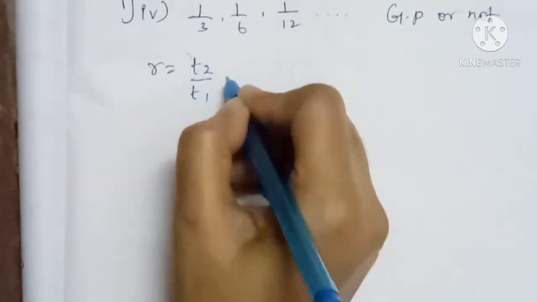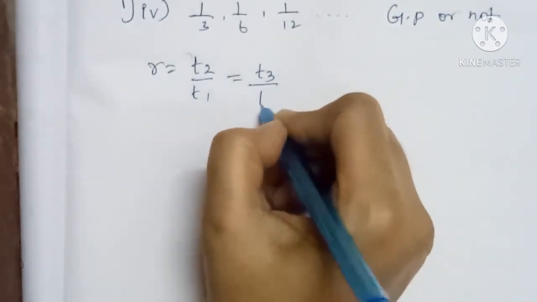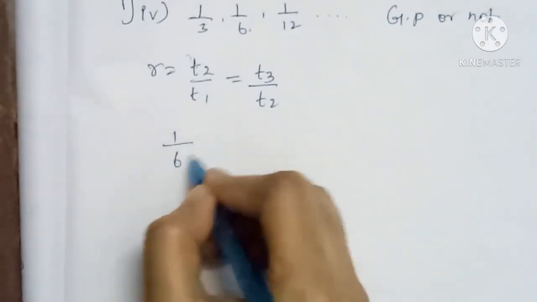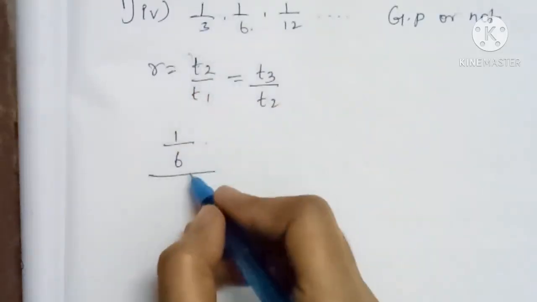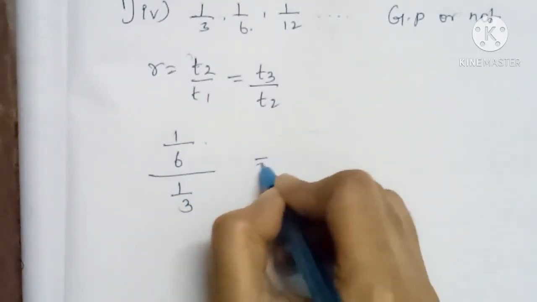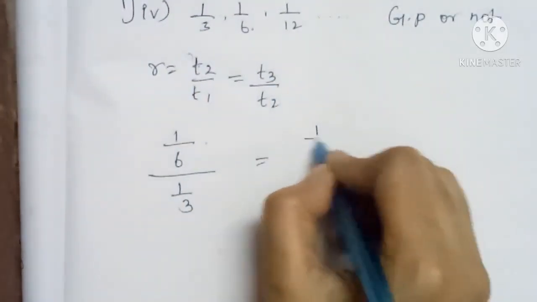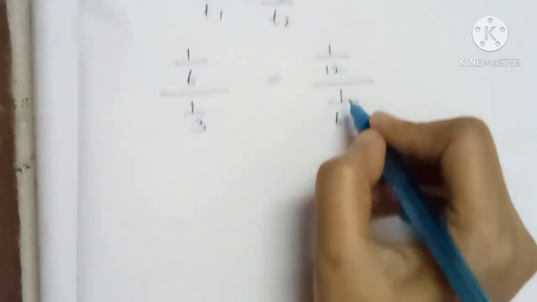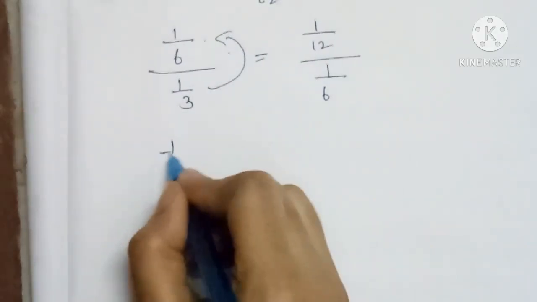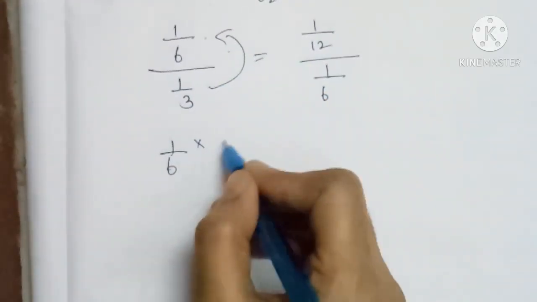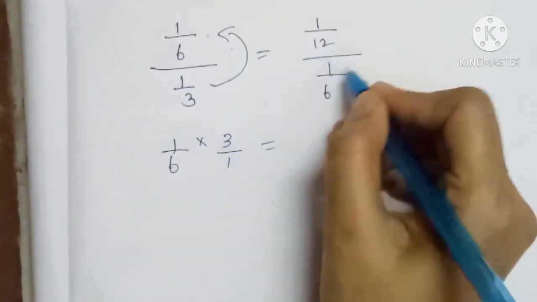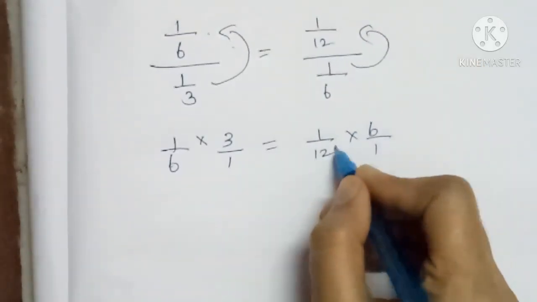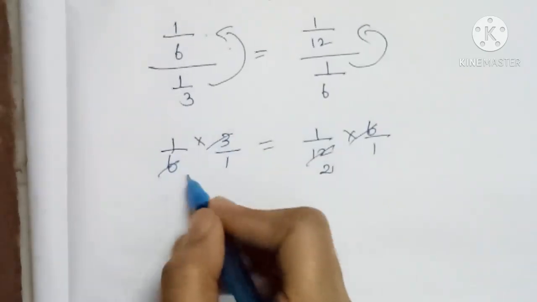T2 by T1 should be equal to T3 by T2. Term 2 is 1/6 divided by T1 is 1/3, equal to T3 is 1/12 divided by term 2 is 1/6. So reciprocate this, it will become 3/1. Reciprocate this also, 1/12 into 1/6 becomes 6/1. When we cancel this, we will get 2.